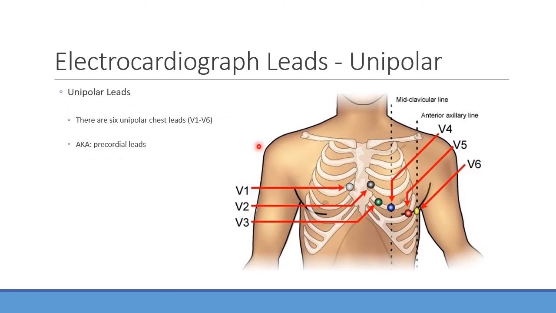Next, we're going to have some more unipolar leads. These are the precordial leads, and these are ones you're actually going to place on the chest here. I'm not going to get into specifics on placement necessarily, but just know that when you see things like V1 through V6, these are ones you're actually placing on the chest. These are the precordial leads.